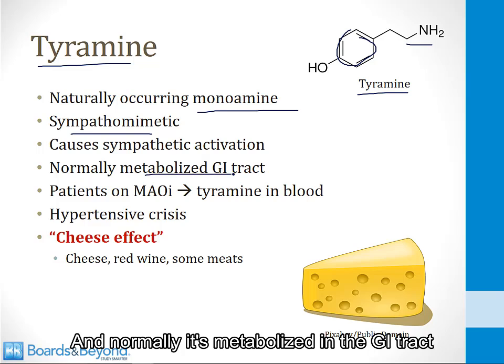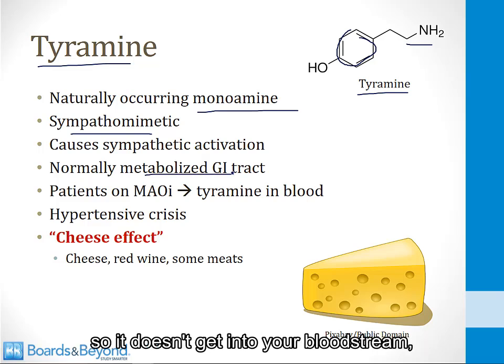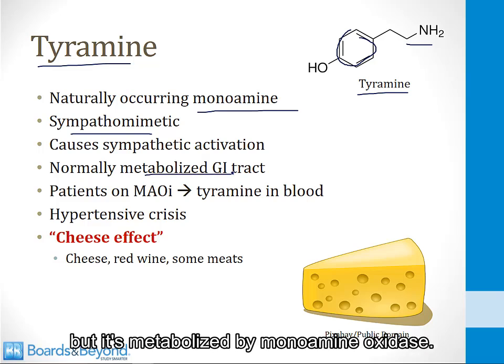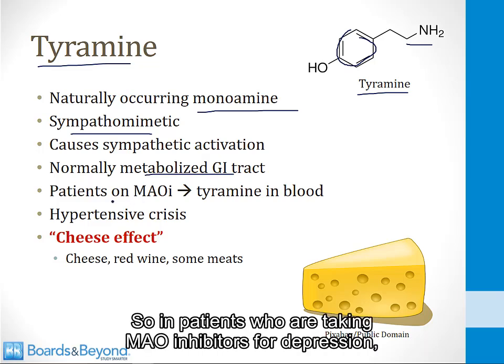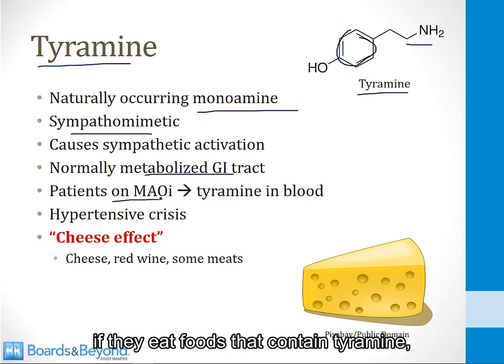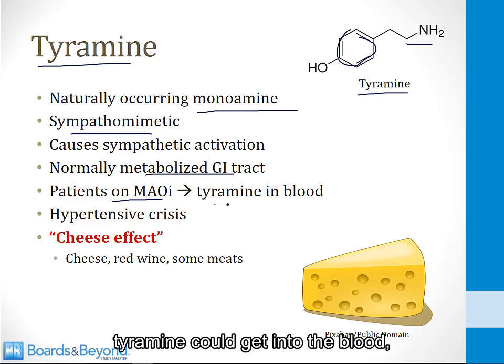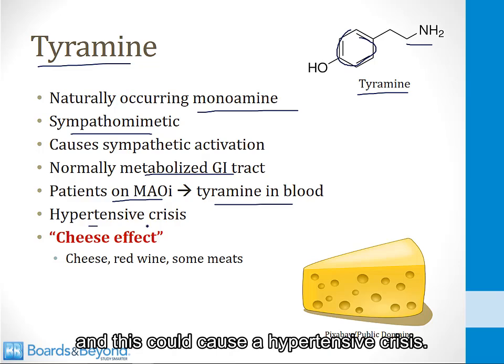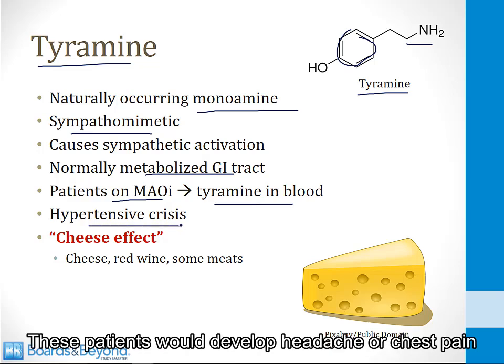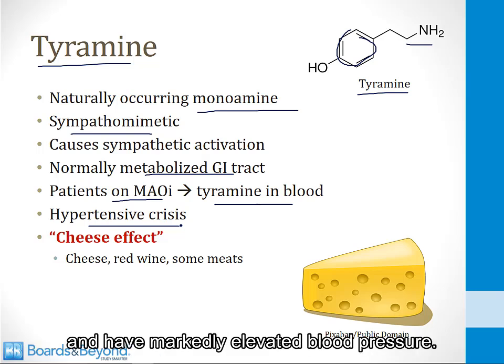Now, normally it's metabolized in the GI tract, so it doesn't get into your bloodstream, but it's metabolized by monoamine oxidase. So in patients who are taking MAO inhibitors for depression, if they eat foods that contain tyramine, tyramine could get into the blood, and this could cause a hypertensive crisis. These patients would develop headache or chest pain and have markedly elevated blood pressure.